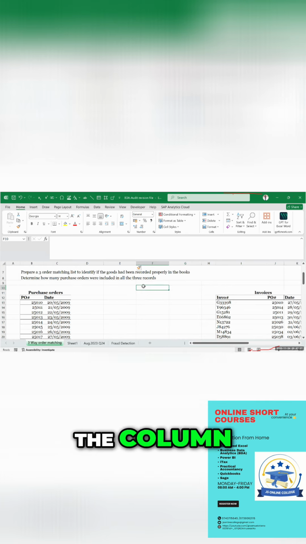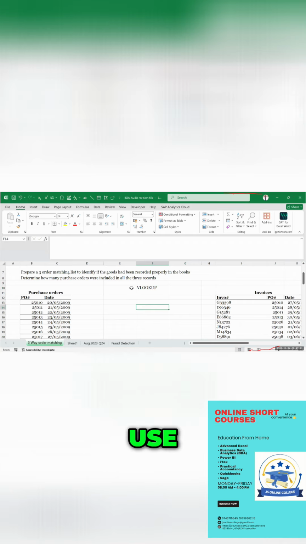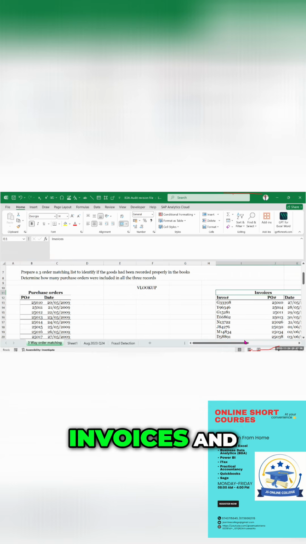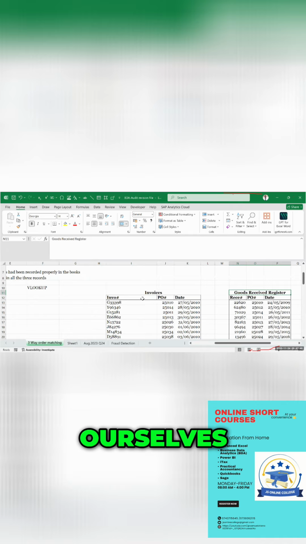Before I even draw the column, let me just write there VLOOKUP. That is the function I want us to use. And we want to use two columns to reconcile invoices and the goods received, so that we ask ourselves, out of the invoices received, did we receive all those goods that relate to the invoices?